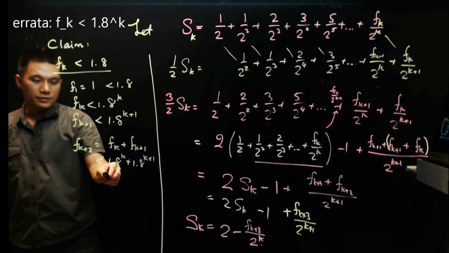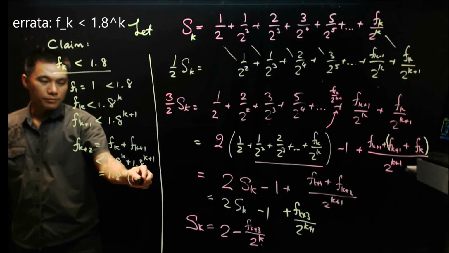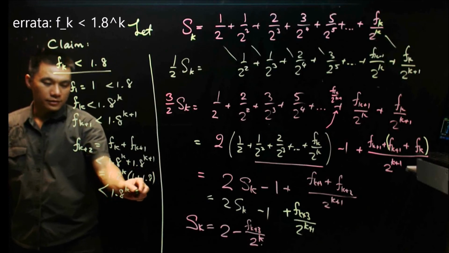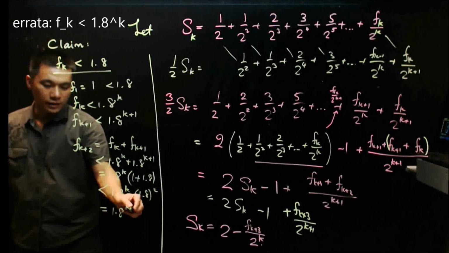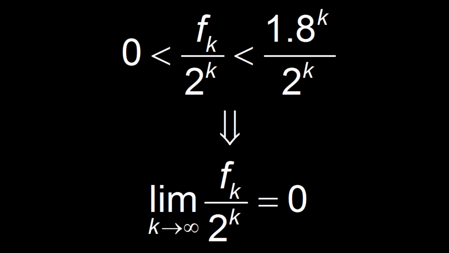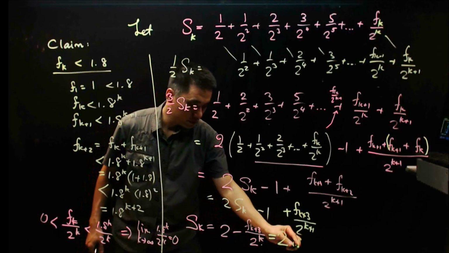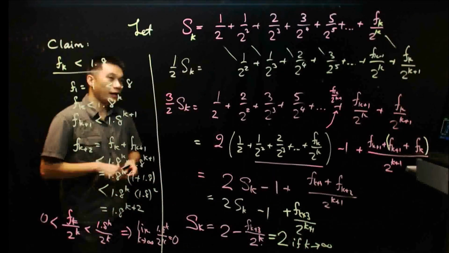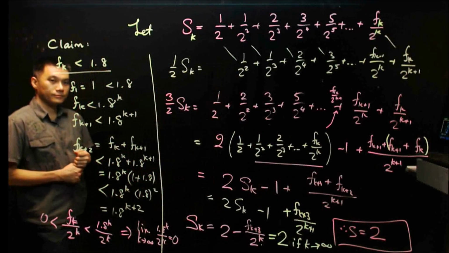And this is equal to 1.8^k times 1 plus 1.8, and this is less than 1.8 squared, and this is 1.8^(k+2). This will be equal to 2 if k is big enough. And we can conclude that S is equal to 2. And we are done.